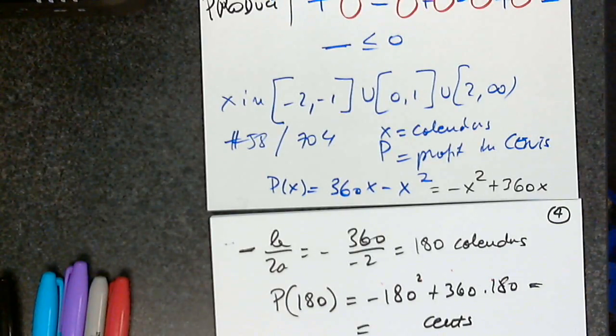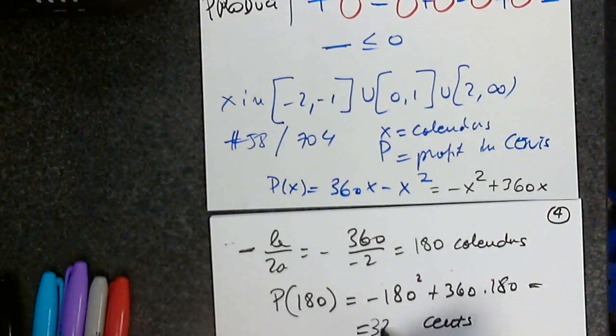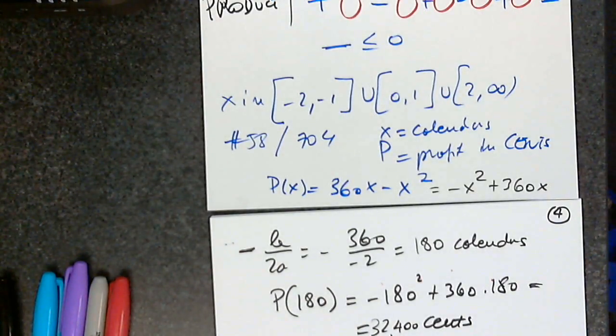Negative 180 squared, and then plus 360 multiplied by 180, and I got 32,400 cents. Because it says, let me make sure, the profit in cents. Find the maximum profit. They probably made a mistake. They probably meant dollars. I think it makes no sense. Yeah, but that's what it says.